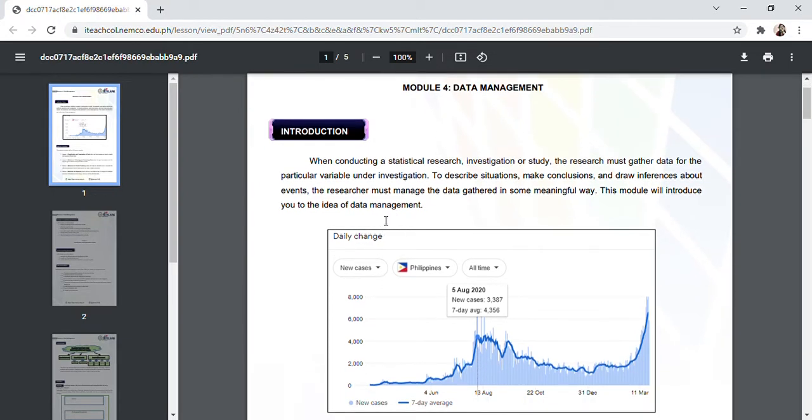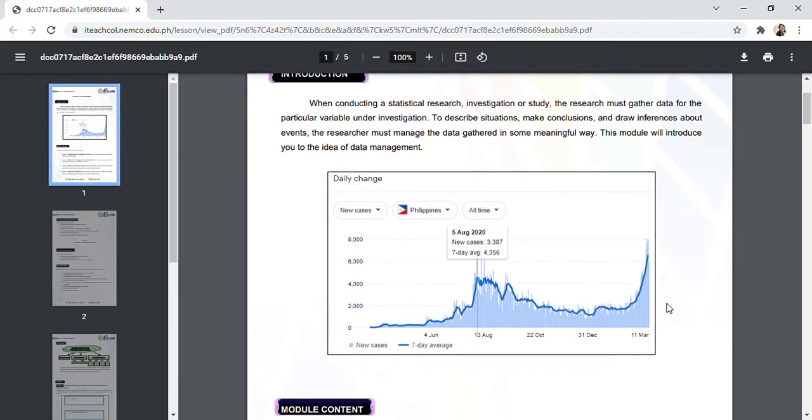When you conduct statistical research or investigation or study, the researcher must gather data for the particular variable under investigation. So to describe situations, make conclusions, and draw inferences about events, the researcher must manage the data gathered in some meaningful way. This module will introduce you to the idea of data management. So we have here a picture of an example of data management.